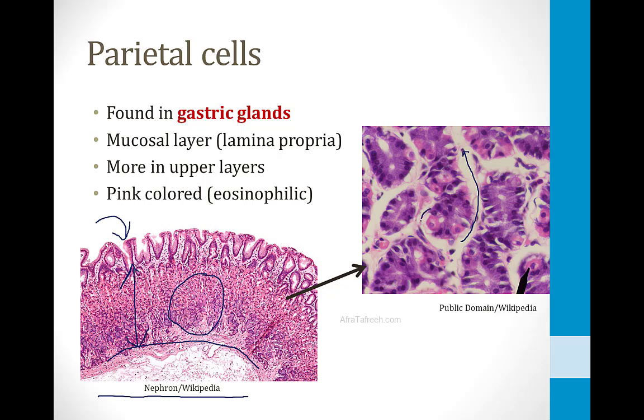And one of these cell types is this pink cell type right here, and that is a parietal cell. Parietal cells are eosinophilic, so they appear pink when you look at them under the microscope. They're found within the gastric glands in the mucosal layer of the stomach, specifically in the lamina propria portion of the mucosal layer. And there are more parietal cells in the upper portion of the lamina propria. You can see how there's more pink in this portion of the slide than down at the bottom where there's less pink and more purple.